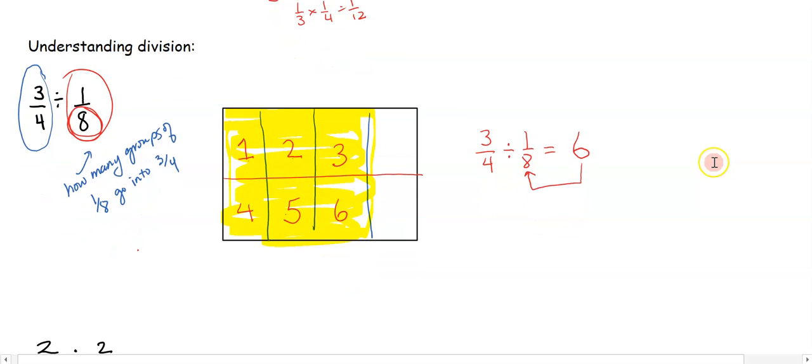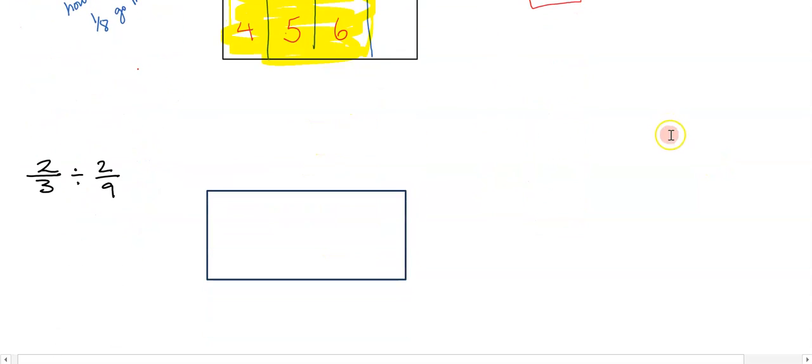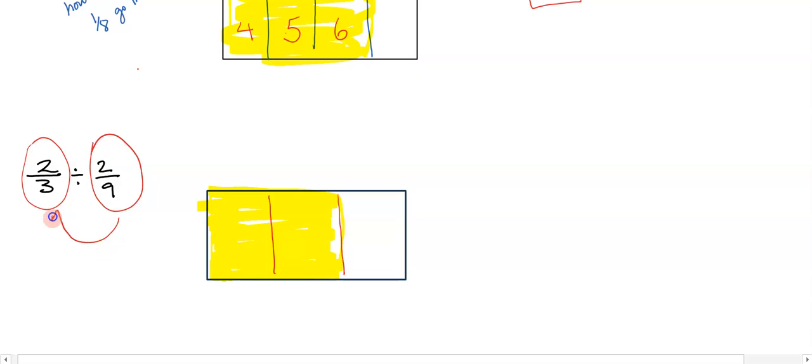Let's try one more visualization before we get to a rule. This one's a little bit trickier. We're going to take 2/3 and divide it by 2/9. So we're going to start with 2/3. I'm going to break it into 3 equal pieces, and we're going to take 2/3 of the entire object. And now I want to know how many times 2/9 of the entire area goes into 2/3. How many 2/9 added together give me 2/3?